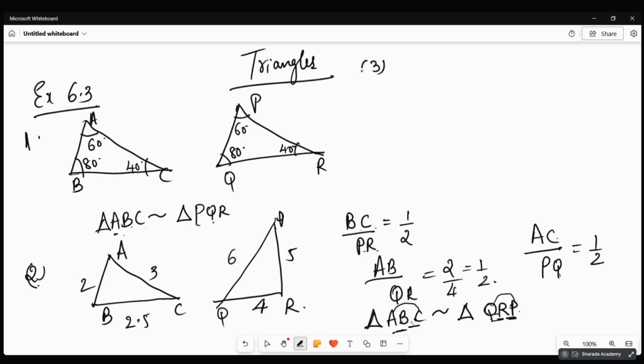Third one, what we have? Not similar. It's not similar. Why is it not similar?